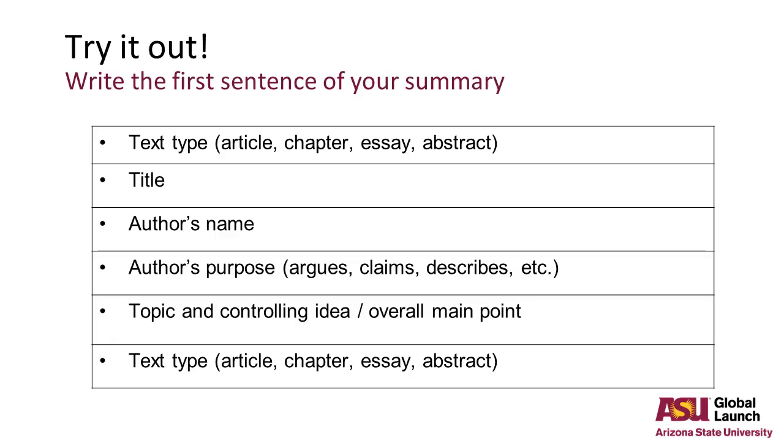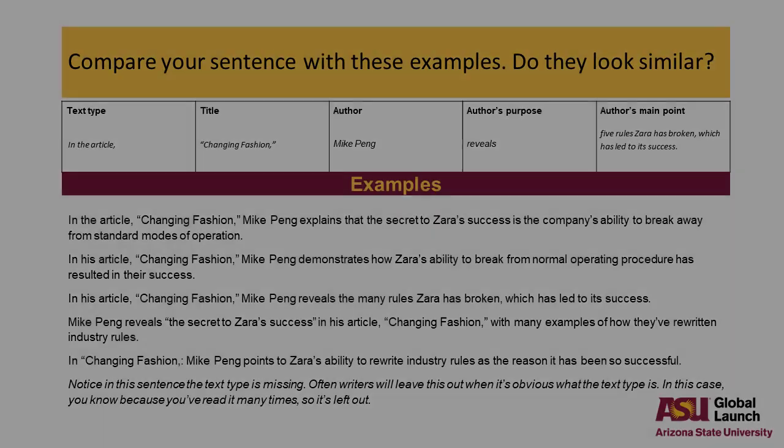Why not try it out now? Write the first sentence of a summary for changing fashion. To do this well, review the article. Then write your summary's first introductory sentence. Be sure to include the text type, the title, author's name, author's purpose, and the overall main idea, which is the topic in focus. Pause the video while you do this work.